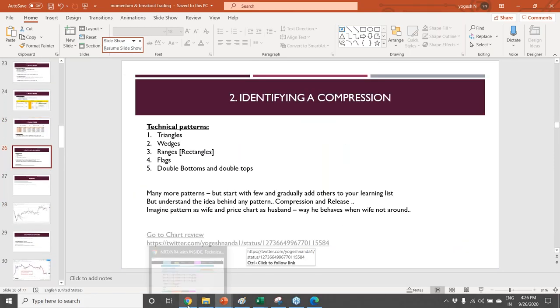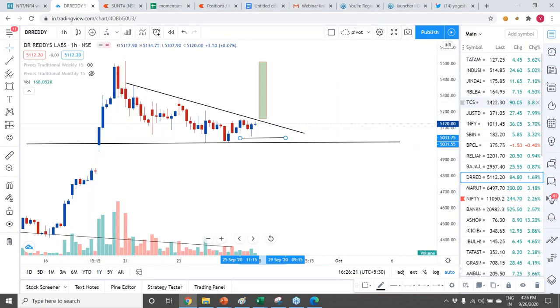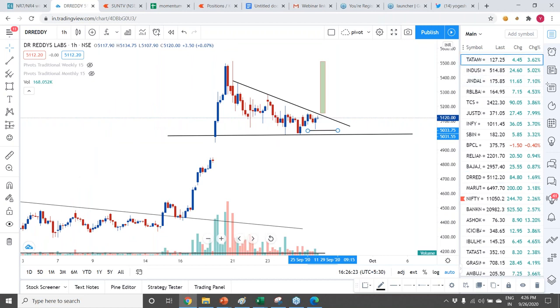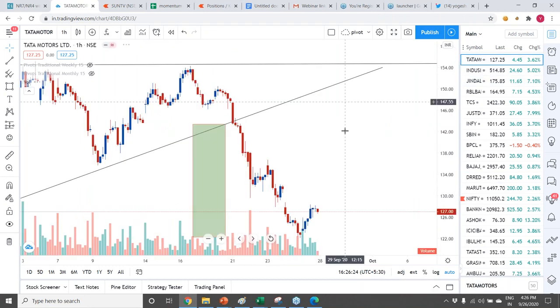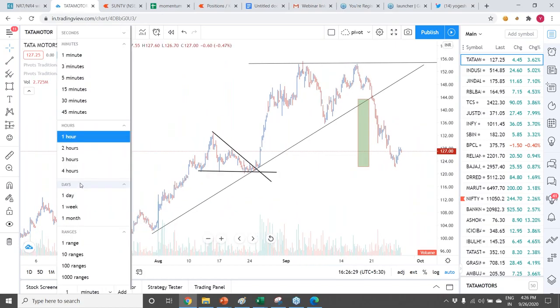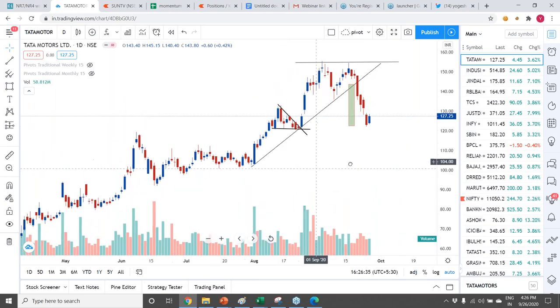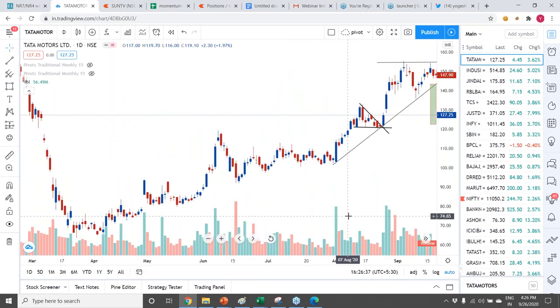Now let's move to examples. So I'll start with this first chart. Now see, I'll go to the daily chart. Now till here, if I was looking a few days back, can you see this stock is in uptrend? Okay, so this stock is in uptrend right now.